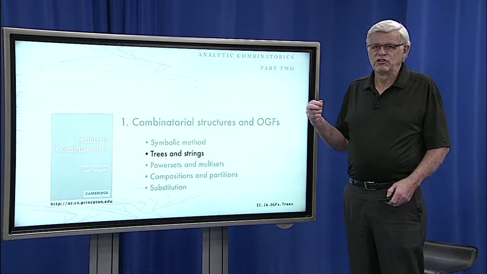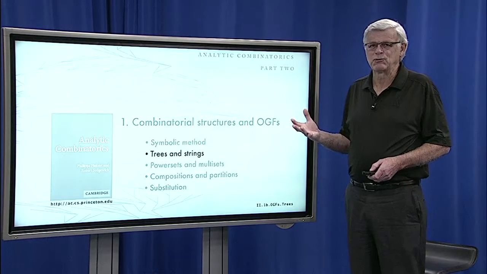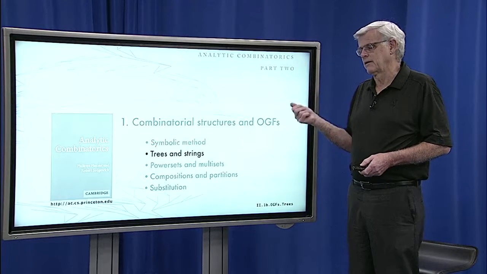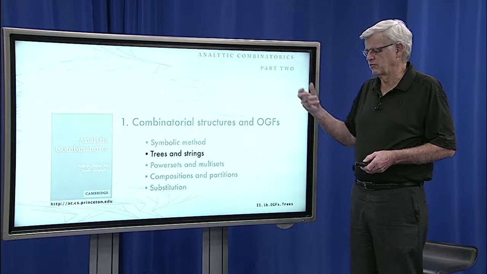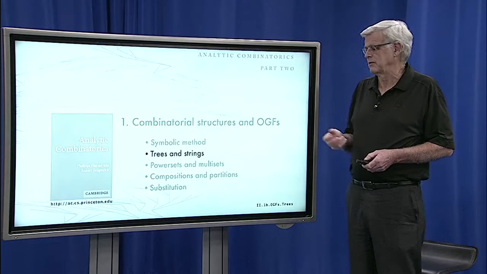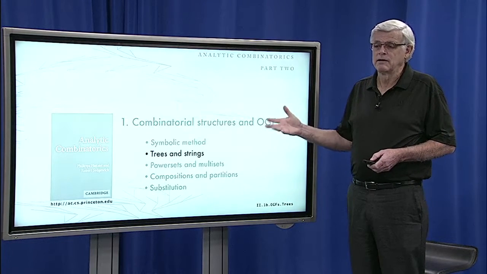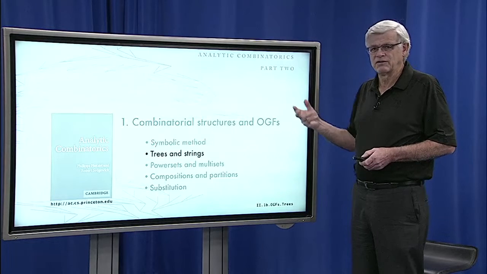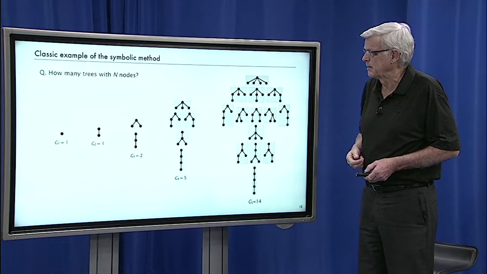As an introduction to the use of the symbolic method to describe combinatorial classes while at the same time generating function equations for the generating functions of those classes. We'll look at trees and strings, which provide a rich set of examples all the way from the elementary to some of the most challenging combinatorial problems that have been studied.